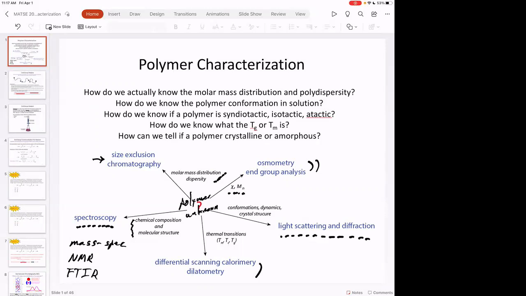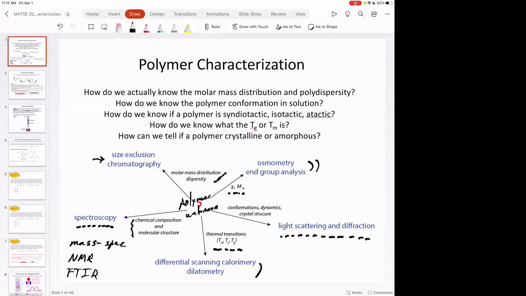So you have an osmometry problem on your homework. Let's see, we talked about SEC. We'll talk a lot about that today. Differential scanning calorimetry we'll talk about, because if you're interested in thermal transitions, that's one of the standard techniques. Every polymer lab has a DSC.